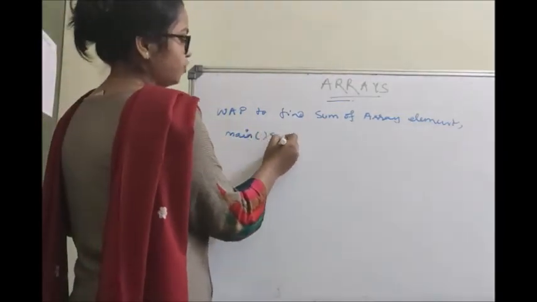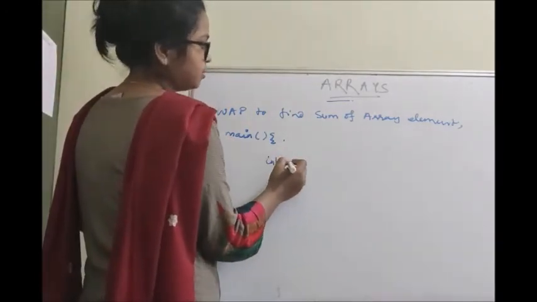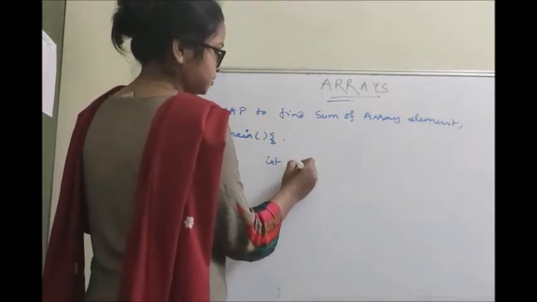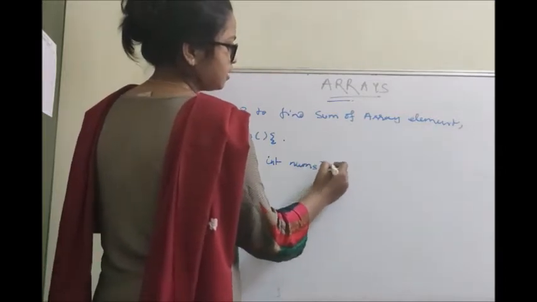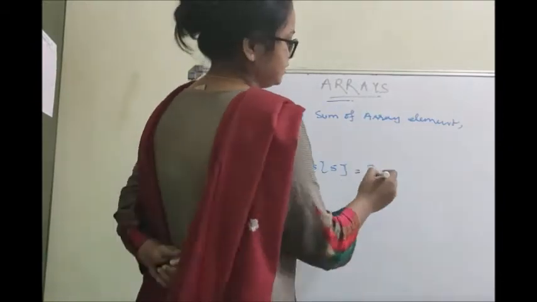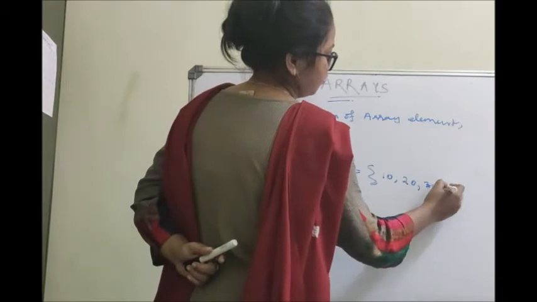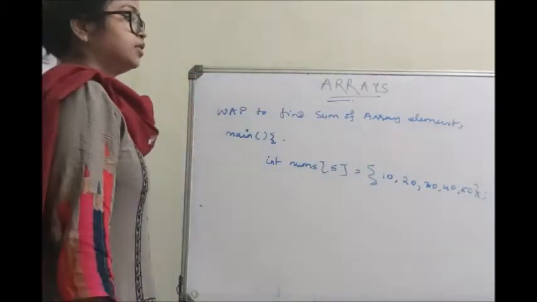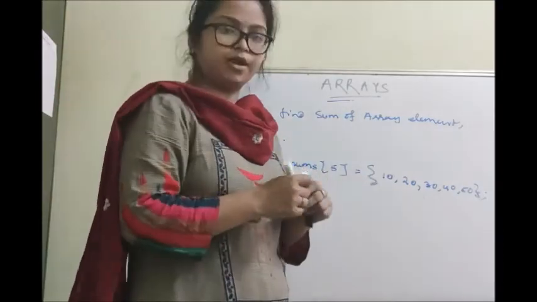So in the main function, we have to declare an array. I will take an integer array, suppose int nums, let's take 5 numbers. We will keep it short and initialize it like 10, 20, 30, 40, 50. This is how we initialize. You know it pretty well. When we initialize, we have to give the elements separated by a comma.